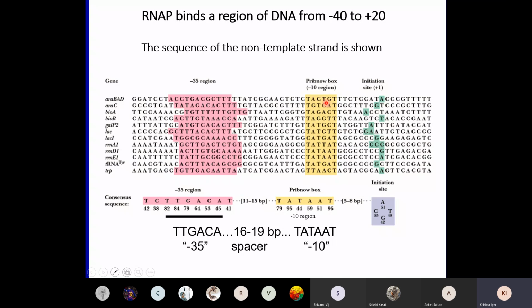Okay, there is no 0. So it is not +1 then 0 then -1. So +1 is from where transcription is going to begin, and then to the left of that is all minus. That's why these are called the -10 region, and this is called the -35 region. This is all relative to where transcription is going to begin, which is called the +1 position. Okay, everyone clear here? Yes, sir.